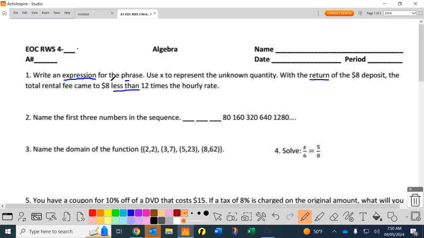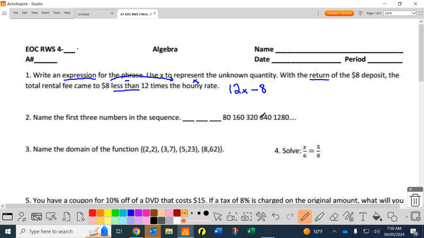So it's going to be 12 times that unknown hourly rate. We already said that X is going to be our hourly rate. So we're going to have 12 times the hourly rate. But then we are going to have 8 less than that. That less than always goes at the end. So it would be 12x minus 8.